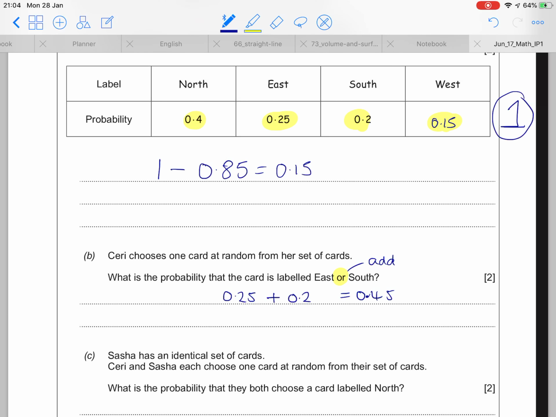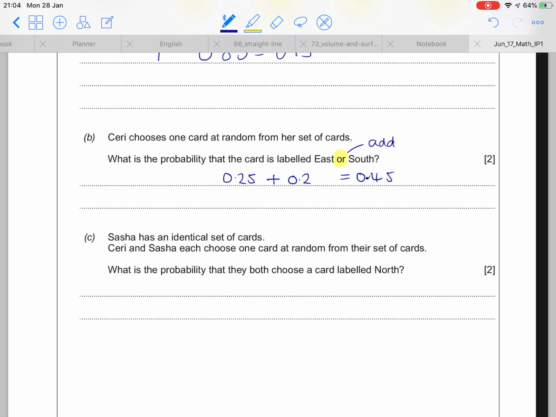And for the last part, Sasha has an identical set of cards. Kerry and Sasha each choose one card at random. What's the probability that they both choose a card labelled north? So that's going to be a north from Sasha and a north from Kerry.